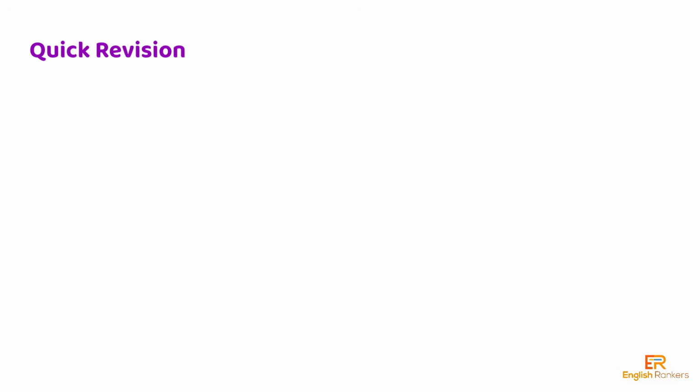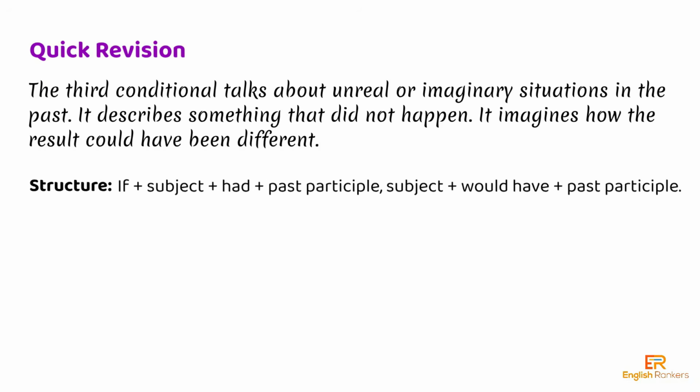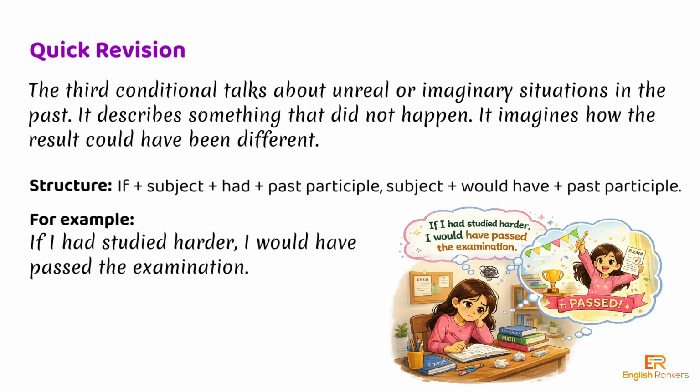Quick revision. Let us quickly revise what we have learned. The third conditional talks about unreal or imaginary situations in the past. It describes something that did not happen. It imagines how the result could have been different. Its structure is: if plus subject plus had plus past participle, subject plus would have plus past participle. For example, if I had studied harder, I would have passed the examination.